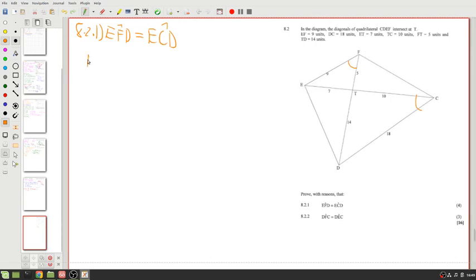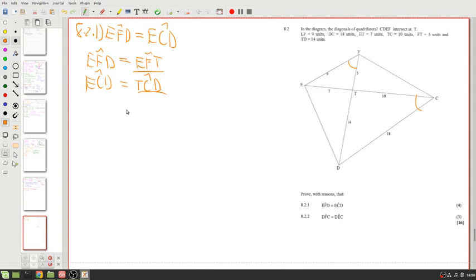So I'm going to say EFD is exactly the same as EFT. Okay? And we're going to do the same for ECD. ECD is the same as TCD. So angle ECD is exactly the same as TCD. And we will use these two triangles because we can see by looking at it that they are similar. 9 to 18 is the same as 5 to 10 and 7 to 14. So we're going to use that idea.